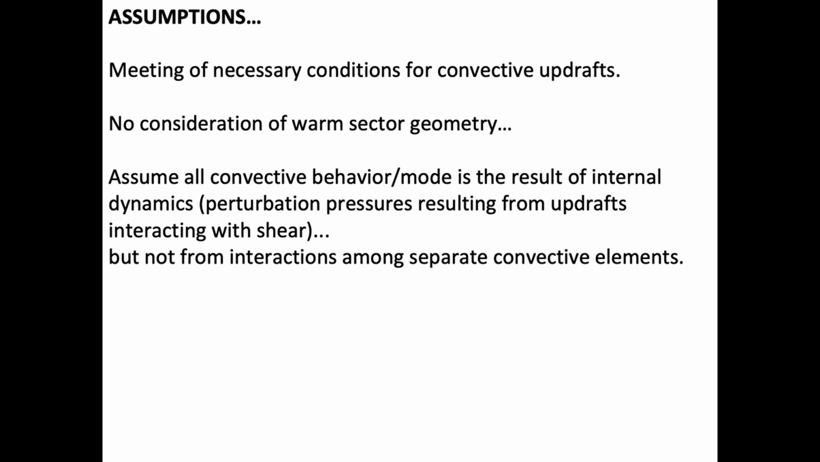We're not going to consider any components of warm sector geometry relative to the flow within the atmosphere in terms of its tendency to support upscale growth through convective interactions. We're going to assume that all convective behavior, mode evolution, is the result of internal dynamics, that is the perturbation pressures that result from updrafts interacting with the vertical shear. And we're not going to be talking about the interactions that take place as separate convective elements interact with one another, like cold pools merging with one another to support convective upscale growth, etc., along a boundary. We're going to just assume that we're dealing with sufficient conditions for updrafts to develop in the vertical shear environment. The ensuing perturbation pressure structure and patterns are going to be driving the internal dynamics to influence subsequent convective behavior.